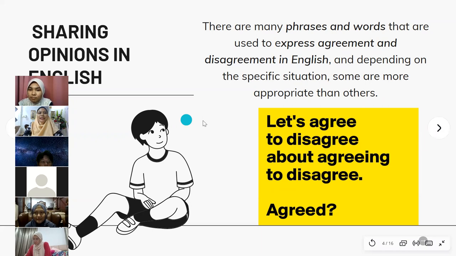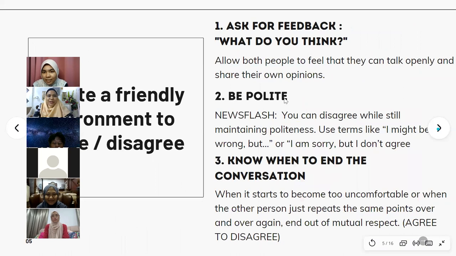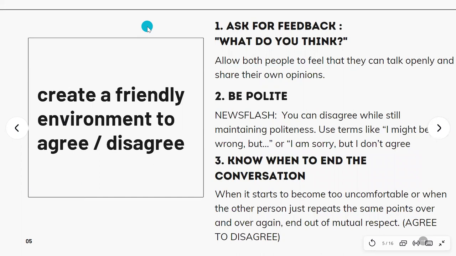This is a tongue twister, everyone. Let's agree to disagree about agreeing to disagree. Agreed? Okay, we'll look at that during your role play afterwards. All right. So, this is why we need to learn how to disagree politely and agree still politely. Okay? Creating a friendly environment to agree or disagree. So, there are three ways where you can create a friendly environment when in conversation, right?